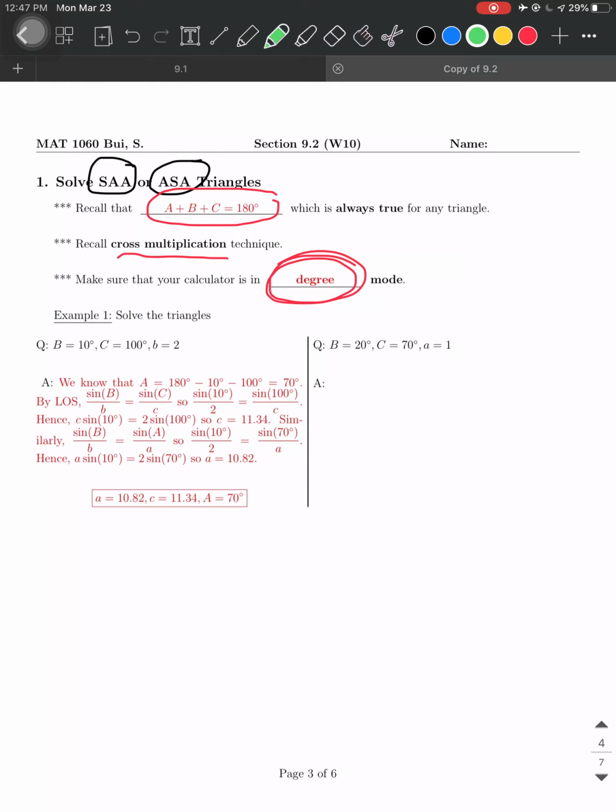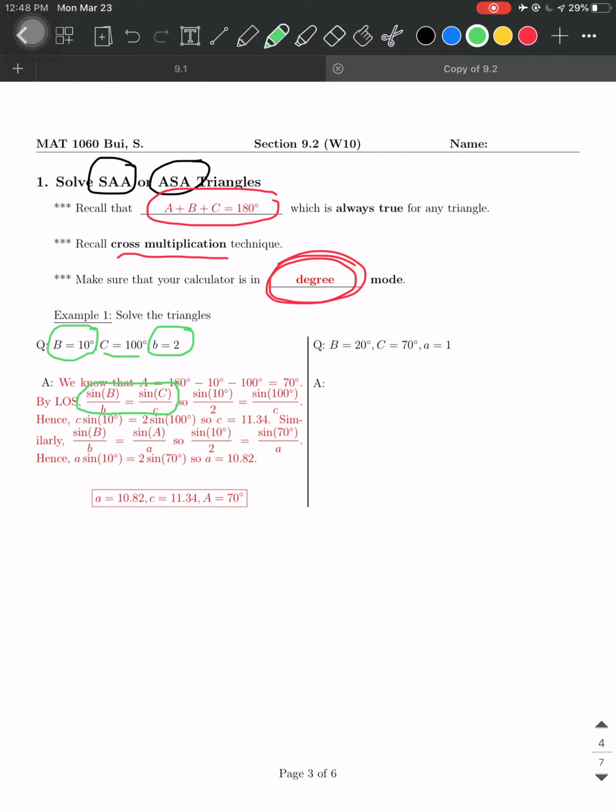The problem gives us angle B equals 10, angle C equals 100, and the side length little b equals 2. Right off the bat, we have one letter pair, which is big B and little b. Aside from that, we also know big C. So we're going to set up the fraction between the pair of B and C. It goes like this: sin B divided by b equals sin C divided by c.